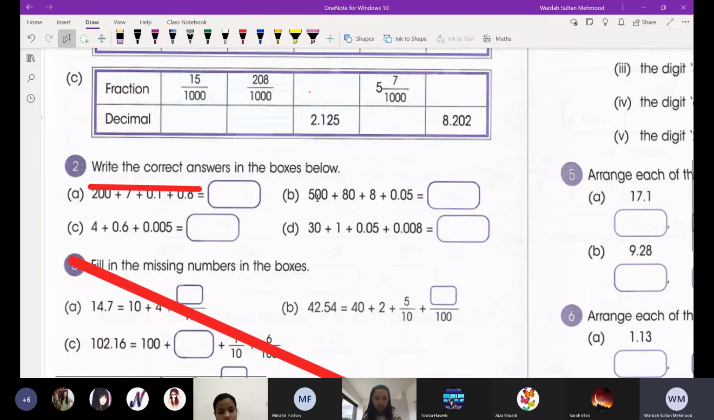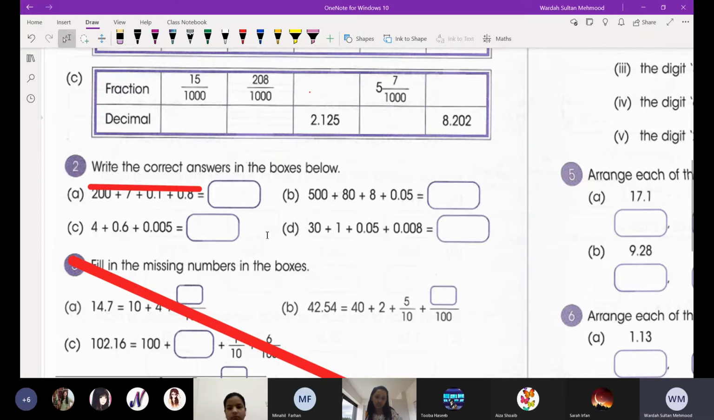You don't really have to add it. You just have to see 500. It means you have to write 5 in the hundreds place. 80, 8 in the tens place. And then there's an 8 alone. That means it is the ones place. 0.05, it is in the hundredths place. There is nothing for the tenths place. You would put 0 in the tenths place. Okay. Same goes for other questions.